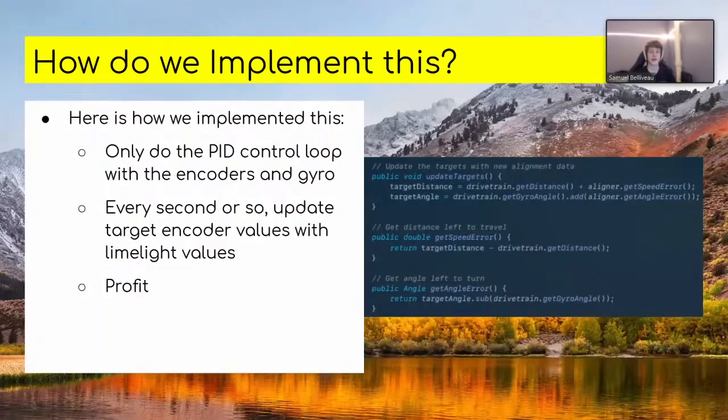How do we implement this? Basically, the way that we did it is our PID loop was entirely encoder driven, except the target encoder values in the control loop would be periodically updated with information from the Limelight. This is a bit of code that's a little bit hard to describe, but you can go to our GitHub and look at our code. And if you have any questions, you can always type it in the chat, and I'd be happy to answer it.